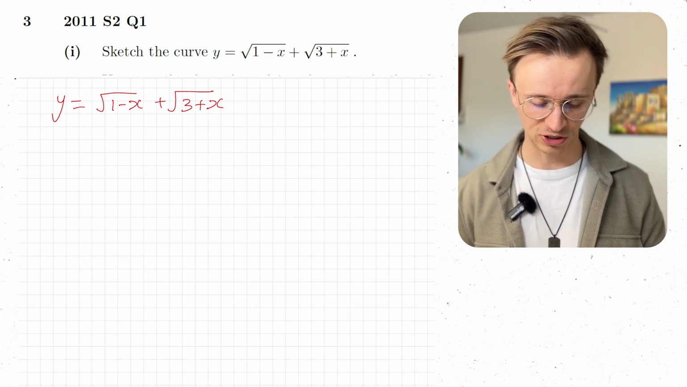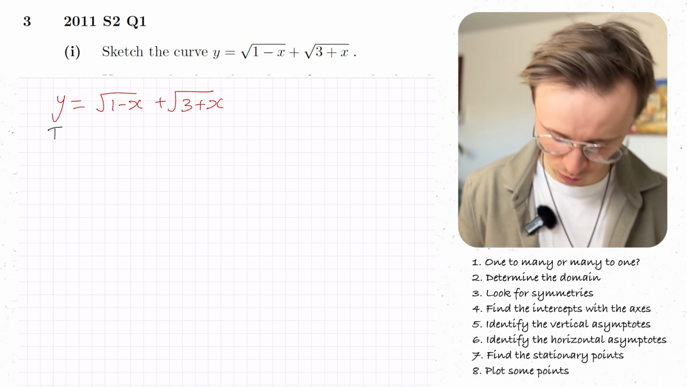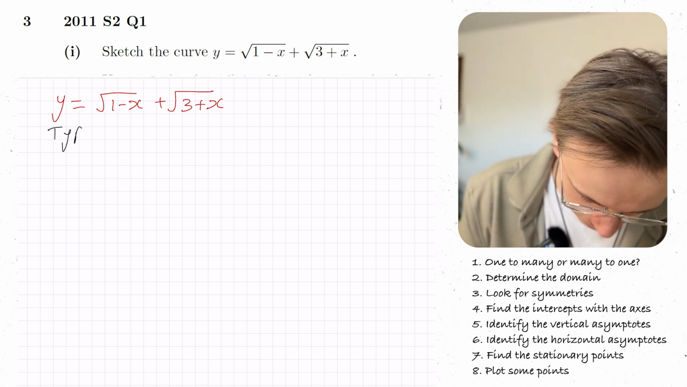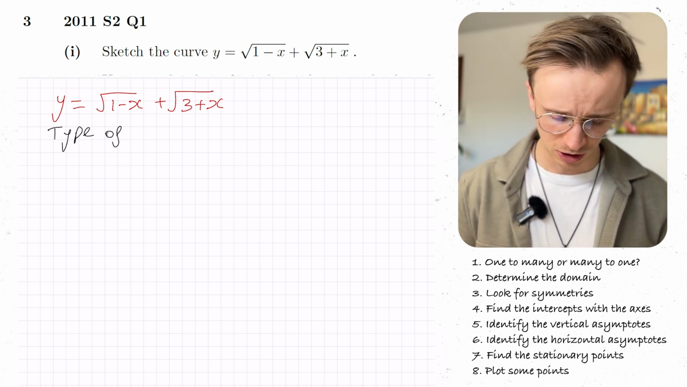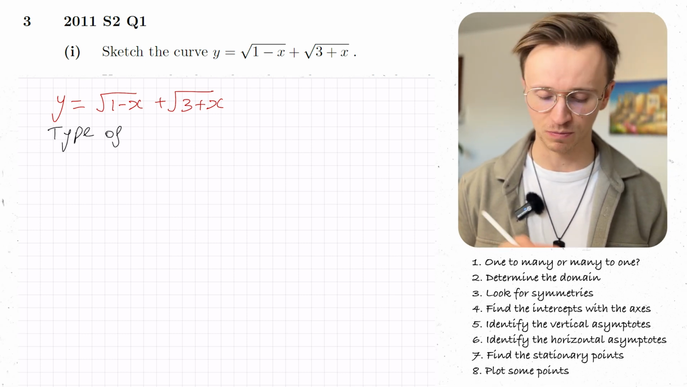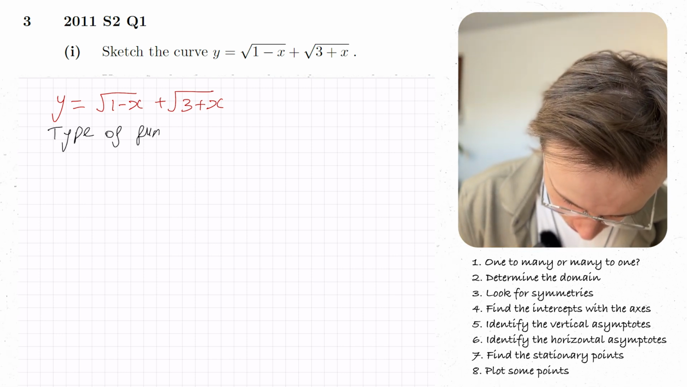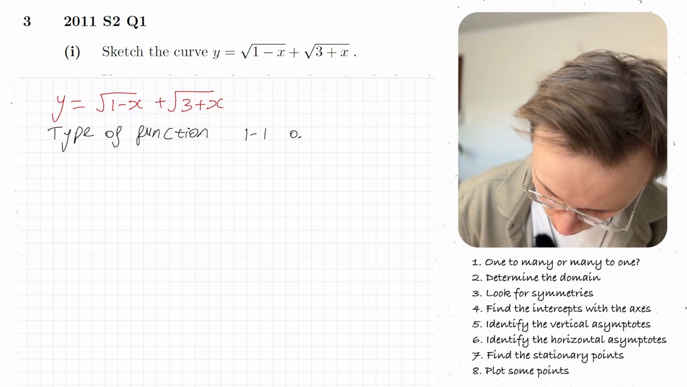So first we want to go through the steps. We want to know what type of function it is. So is it a one-to-one, many-to-one, one-to-many, or many-to-many? Well, from this one, we don't know whether it's a one-to-one or many-to-one, but we do know it's definitely not one-to-many because we're only getting one y value out of this. So the type of function is either a one-to-one or many-to-one.